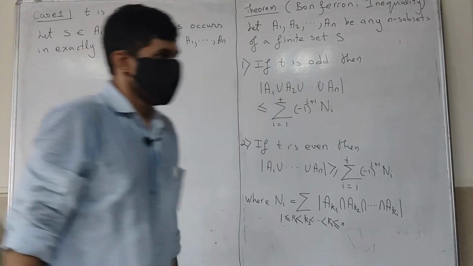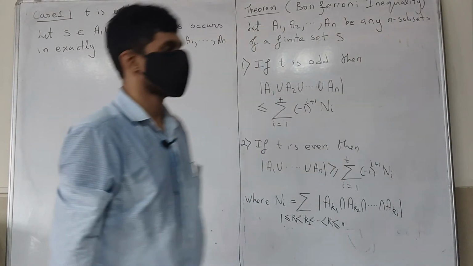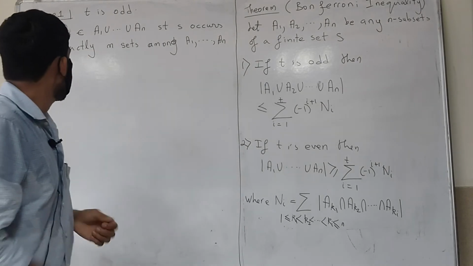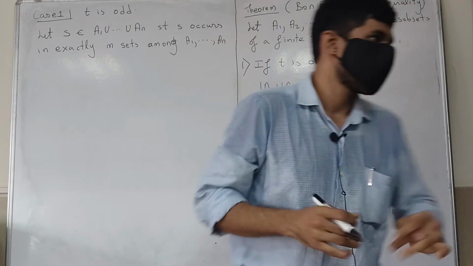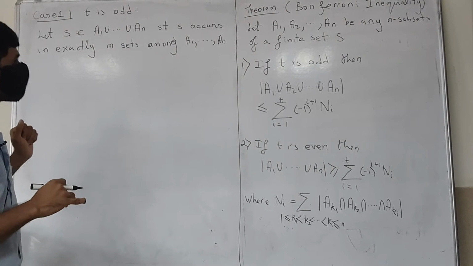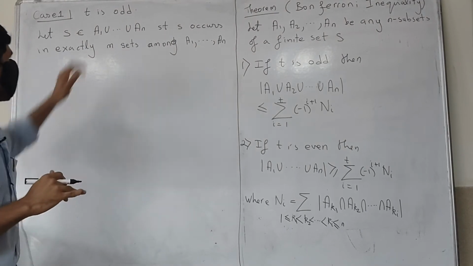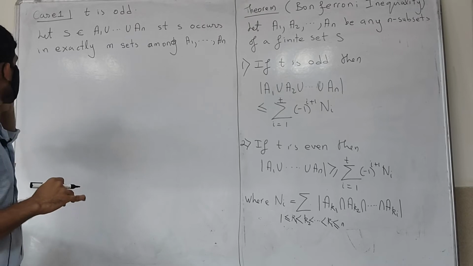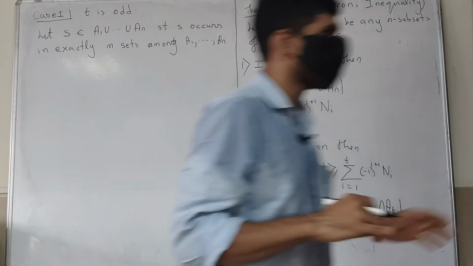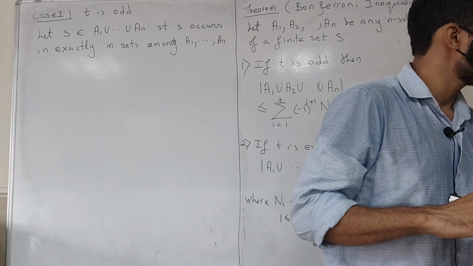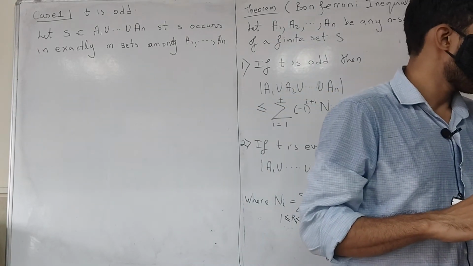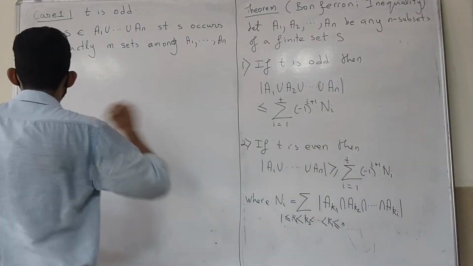If M is 0, that means it doesn't occur in any of them, but that will not take place, so I don't have to worry about that. That never really matters. Okay, fine. So what is the contribution?